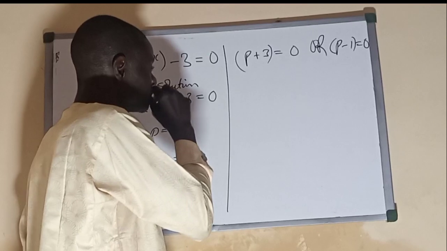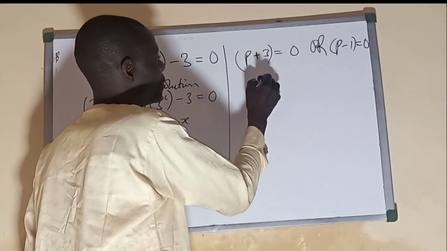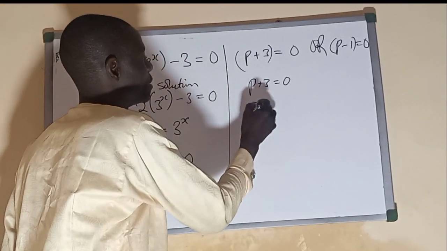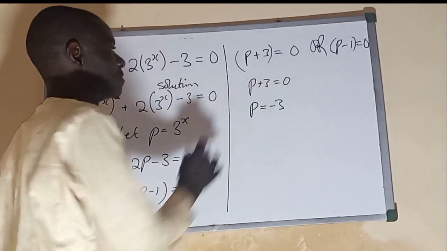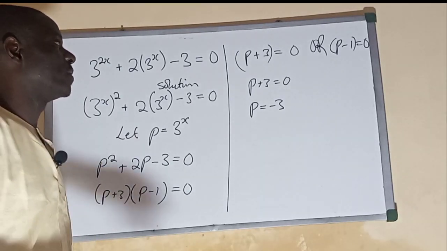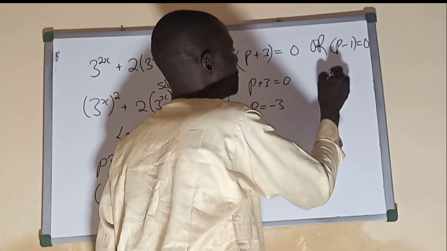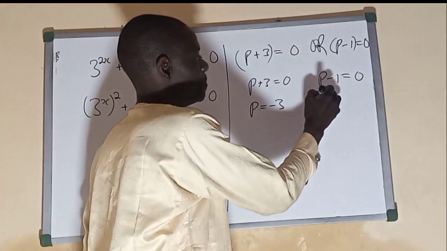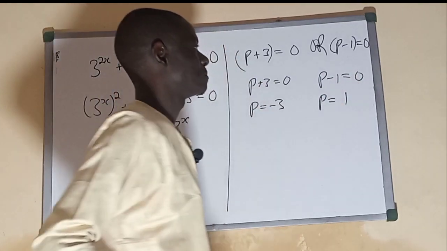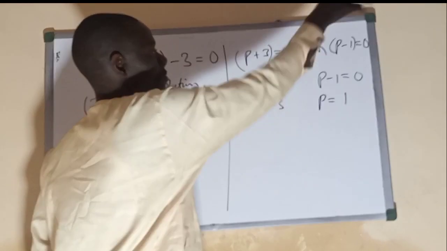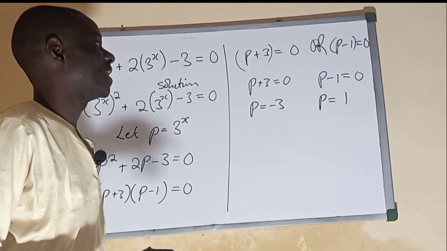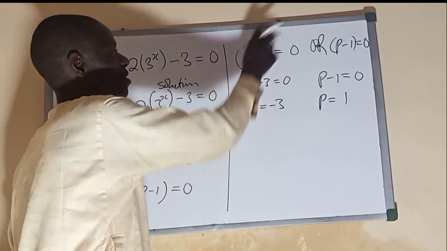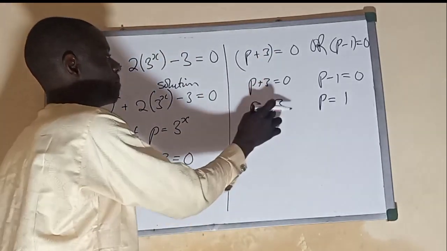So we have phi plus 3 equals 0. Therefore, phi equals minus 3. We now solve for phi. I hope we are following. Here, phi minus 1 equals 0, then phi equals 1, because this minus 1, when it goes to the other side of the equal sign, becomes 1. And here the 3, when it goes to the other side, becomes minus 3.